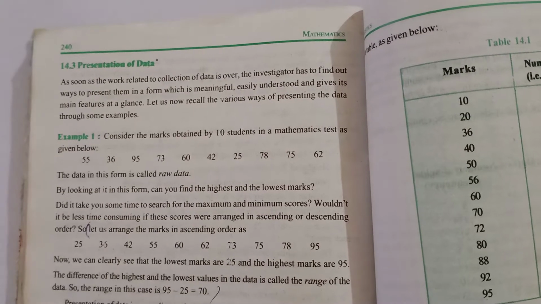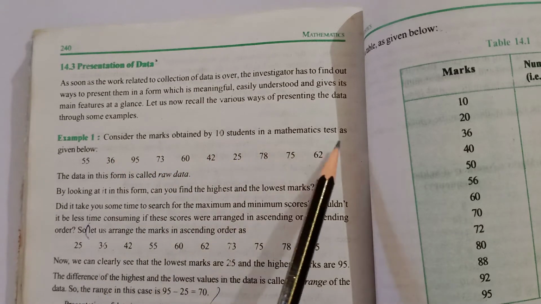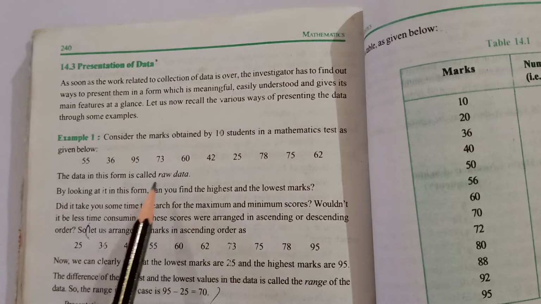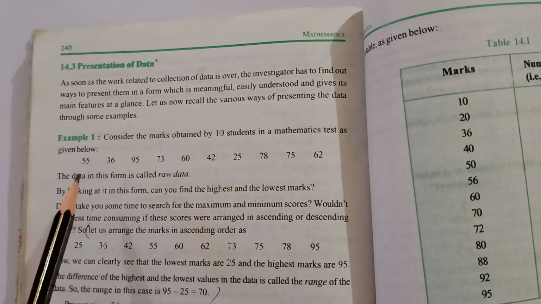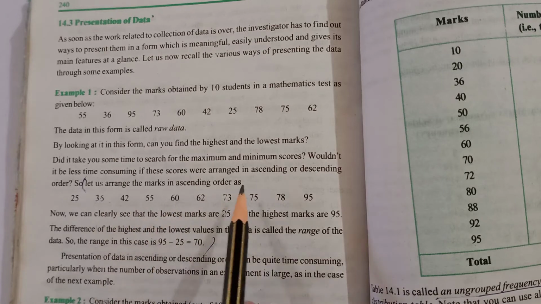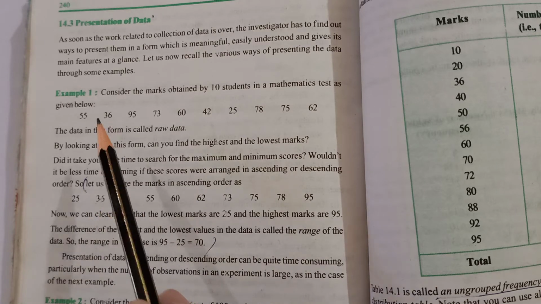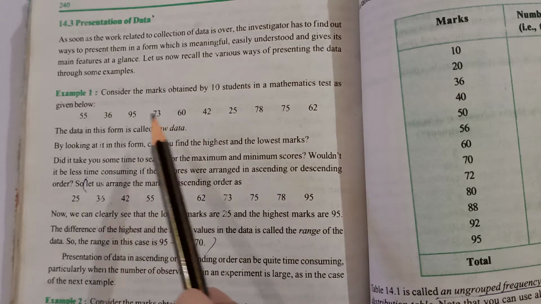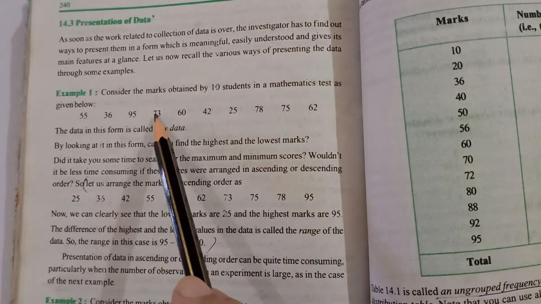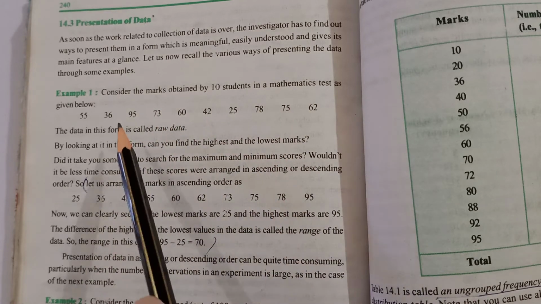Now we discuss example 1. Consider the marks obtained by 10 students in a mathematics test as given below. Data in this form is called raw data. Let us arrange the marks in ascending order. The smallest number is 25, the next greater numbers are 36, 42, 55, 60, 62, 73, 75, 78, 95.